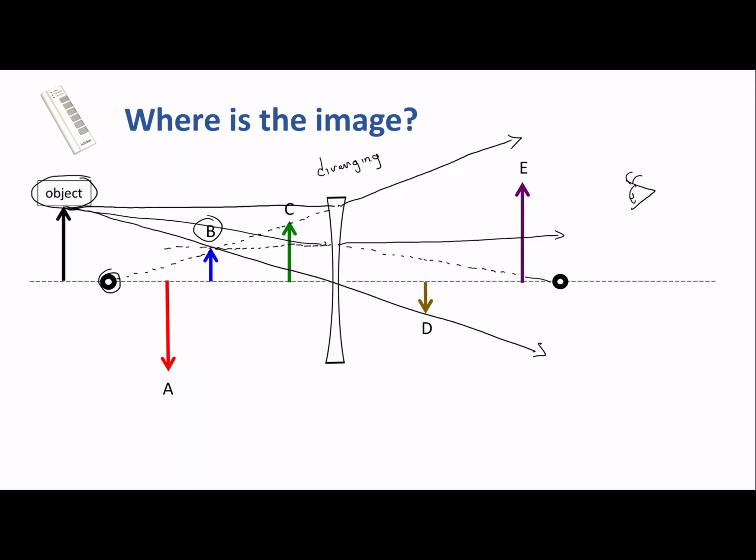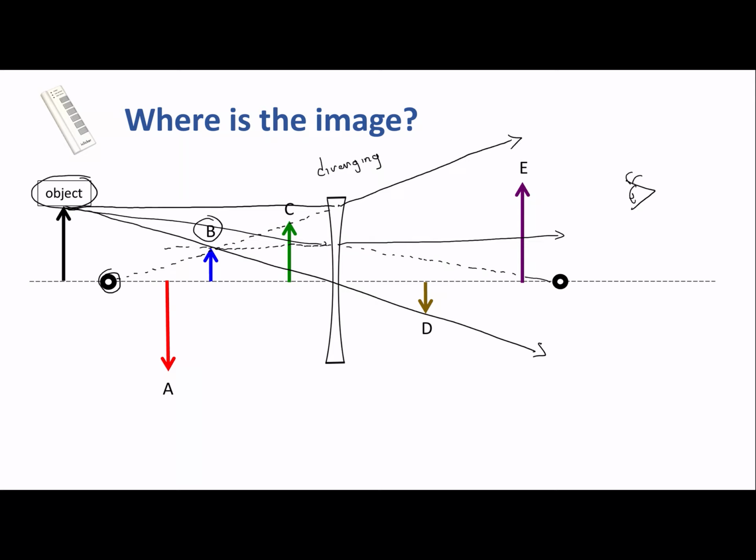Now, unfortunately, with diverging lenses, there's going to be some backtracking involved. There's going to be some projecting backwards and also forwards, depending on the principal ray you draw. So, good to get a lot of practice drawing these for diverging lenses. They are fairly complicated. Much simpler with converging lenses.